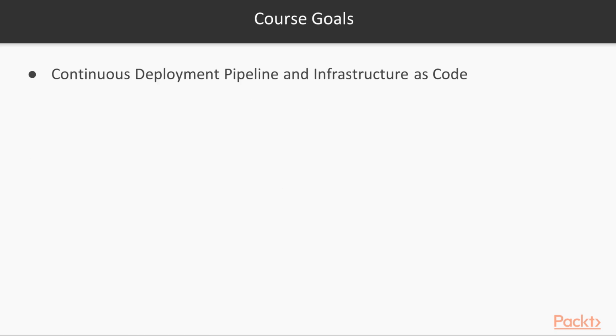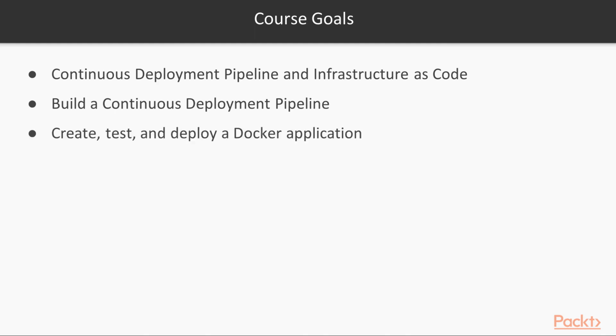By the end of this course, you will know why continuous deployment and infrastructure as code are important software release and development strategies. You will learn how to build a continuous deployment pipeline using the modern tools adopting infrastructure as code. You will learn how to create, test, and deploy a Docker application with the pipeline. And finally, you will know how to do monitoring and logging of a Docker application you're running in Kubernetes.